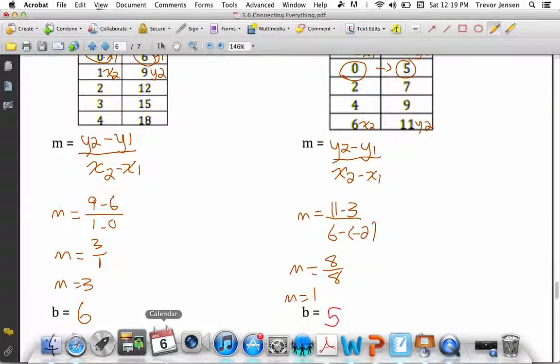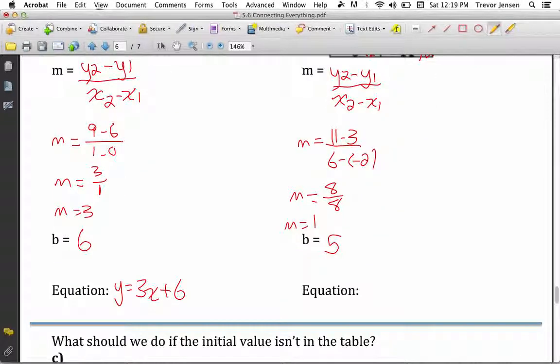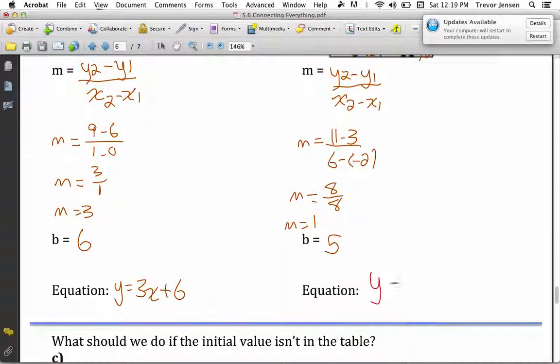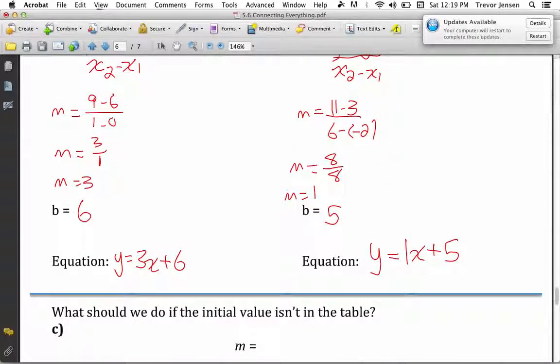So to write the equation, I have my slope, or my rate of change, and my y-intercept, or my initial value. I can write my equation by plugging in my m and b values. My m value is 1, so y equals 1x plus my initial value of 5. There's the equation of that line.